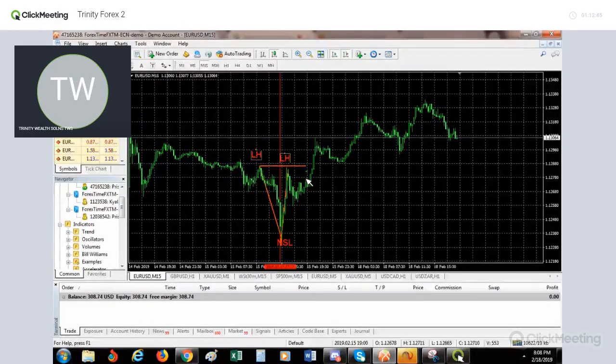So that delta alone tells us the strength is weakening. The bears are weakening because the bulls have been able to push the market to attain the same lower high like the previous one. Okay, so already there is breakdown of structure.